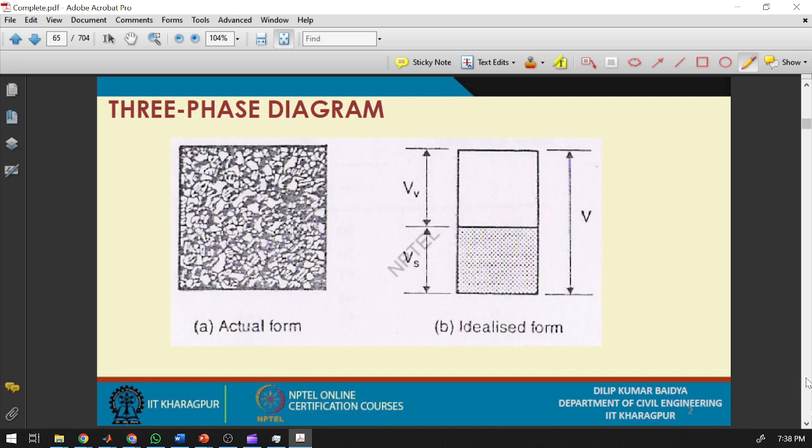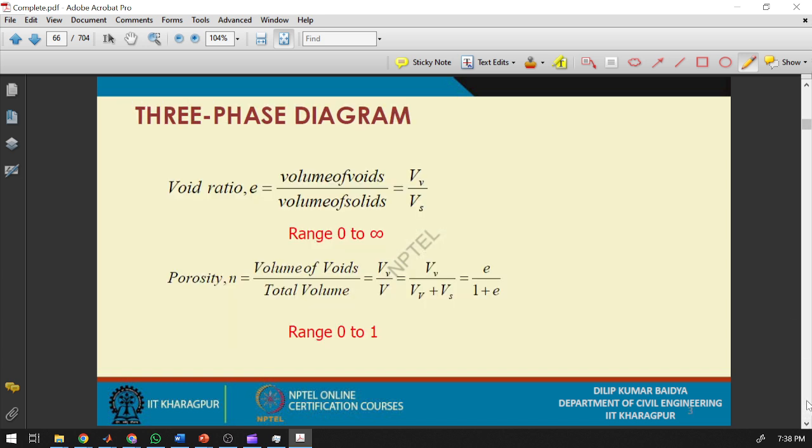Next is the three-phase diagram. We are talking about the description of soil, which can be described in actual form like this. What we try to do is compress all solids here and all the voids above, and the voids can themselves be filled with water and air, so we can have a three-phase diagram. And these are the weight-volume relationships that I talked about at the start.